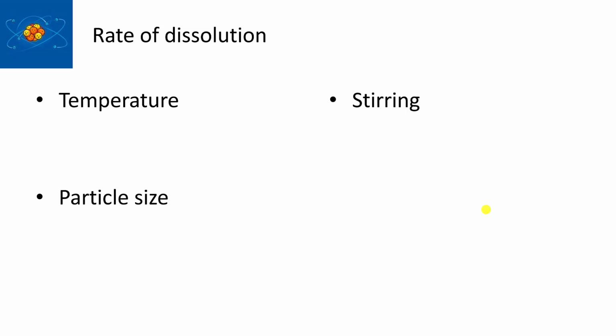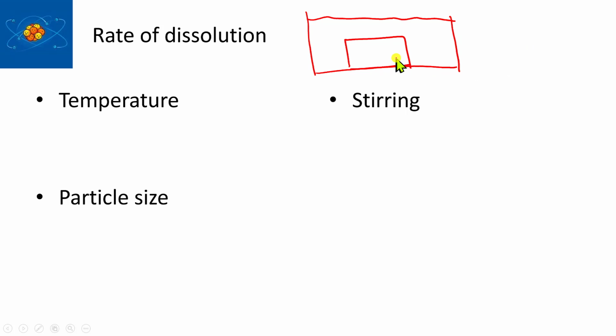So before we go into the discussion of temperature, particle size, and stirring, let's think about what happens when something dissolves. So I have, let's say, a solid in a solution, right? And let's say I have a chunk like this, a cube, and I have some solvent in here.